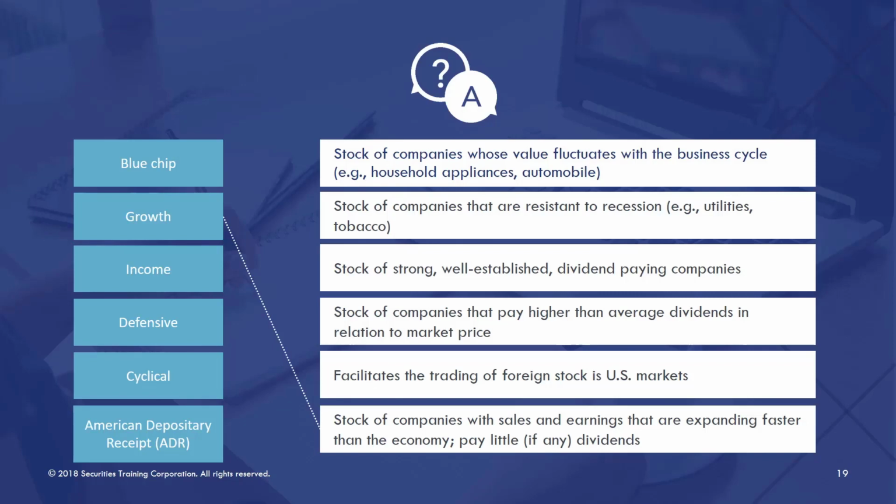Our third one is an income stock. And that is defined by stocks of companies that may pay higher than average dividends. Some examples would be financial service companies like banks or insurance companies. Other examples could be utility companies. You're looking for a dividend. That's why you're buying the shares.